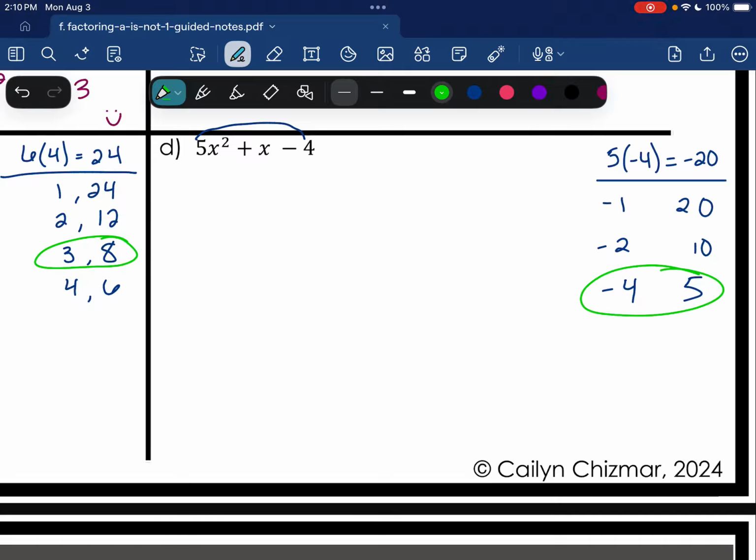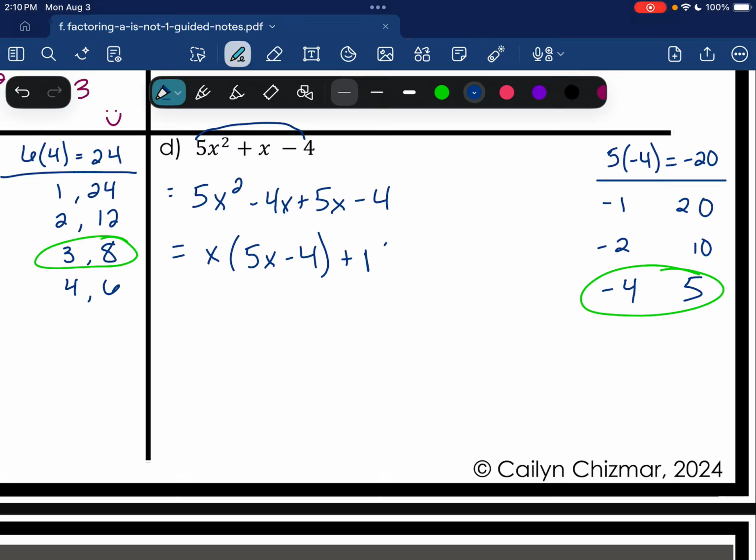So it's going to be negative 4 and 5. So this is going to look like 5x squared minus 4x plus 5x minus 4. We can factor an x from the first one, so we'll have 5x minus 4. And we can't factor out anything from the second one, so we're still going to write it this way, plus.